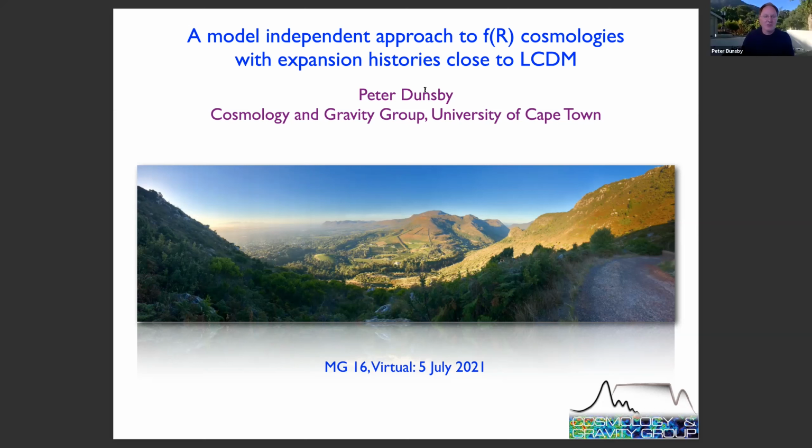So today, what I want to report on are some recent results that we've found in relation to a dynamical systems approach to F(R) gravity, and in particular, looking at a situation where the expansion history is close to lambda CDM. In fact, the expansion history is exactly the same as lambda CDM, but the cosmology is overall close to lambda CDM when one includes the perturbations.